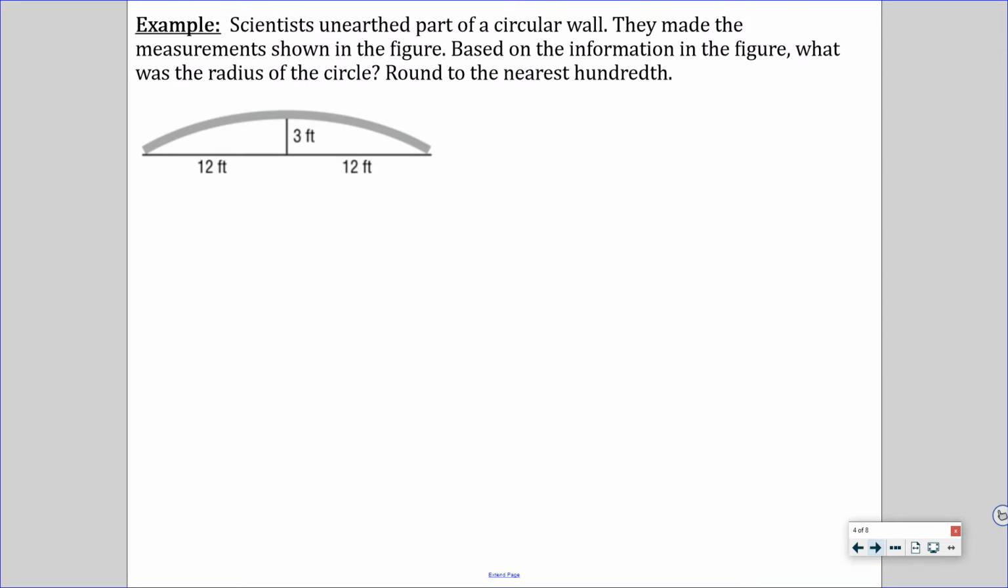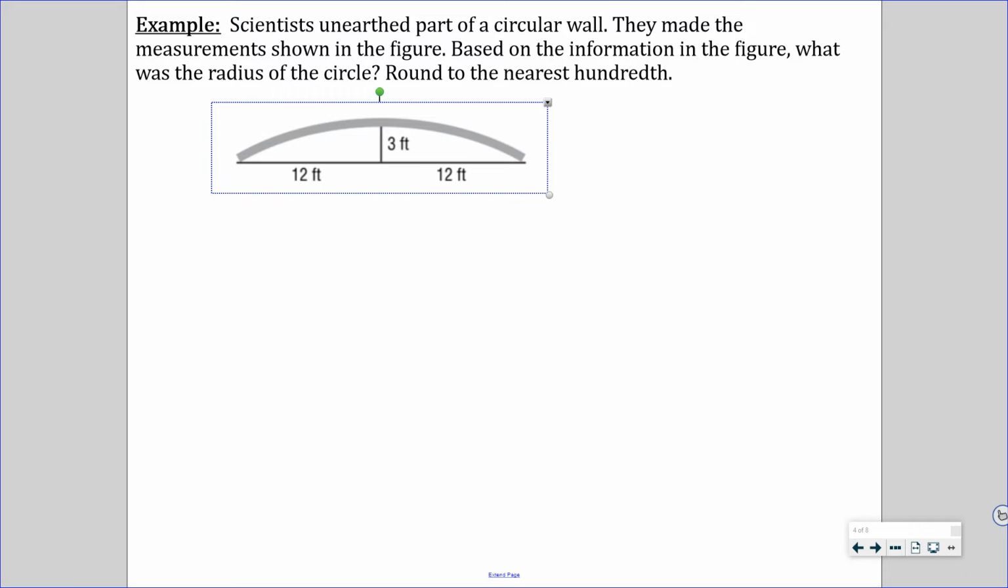All right, try another one. Scientists unearthed part of a circular wall. They made the measurements shown in the figure. Based on the information in the figure, what is the radius of this circle? Round your answer to the nearest hundredth.